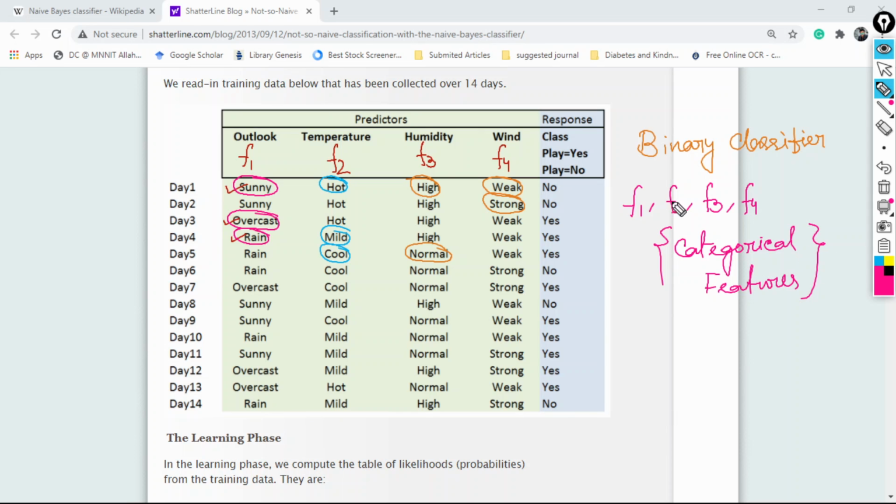The class label has only two types, that is yes or no. This is simple. I think you have already understood the problem and what our requirement is. We have only 14 data points here, and for a given point, we have to predict whether it is possible to play or not on this day.